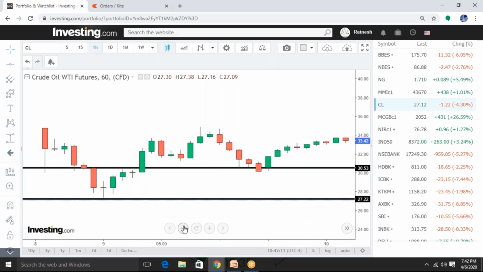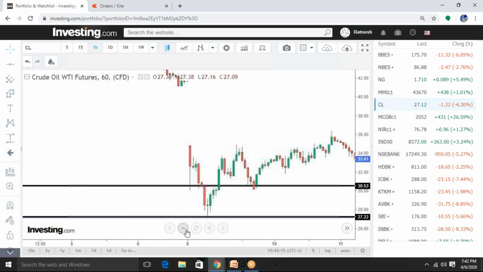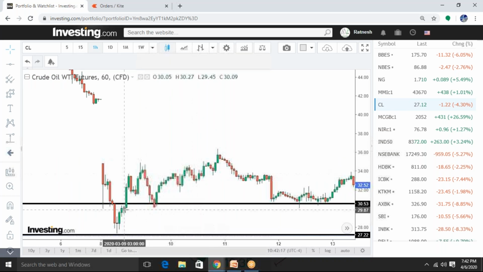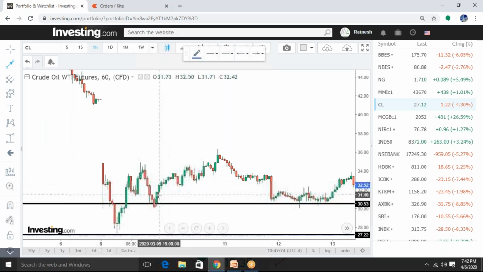See, after that the entire market trend changed. The game changed right at this level. A good rally was seen in this crude oil. A good rally was observed.